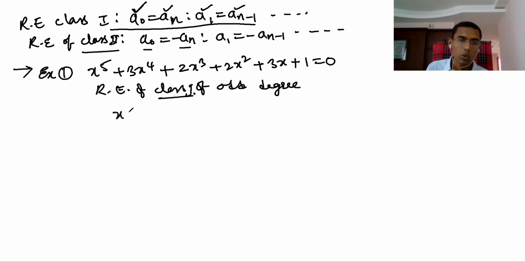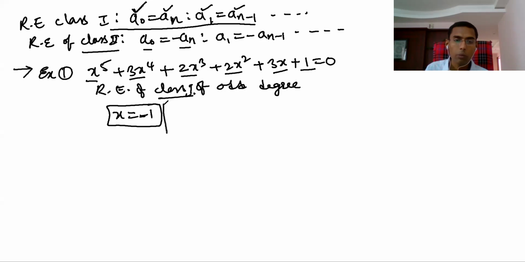If you see, x equal to minus 1 is a root. Already we have seen in the first example, x equal to minus 1 is a root, because if you put minus 1, this is minus 1 plus 1 cancel. This is minus 3, this becomes plus 3 cancel. This is minus 2, this plus 2 cancel. That is the reason x equal to minus 1 is a root. The remaining equation you can easily solve, because you will get a fourth degree equation.